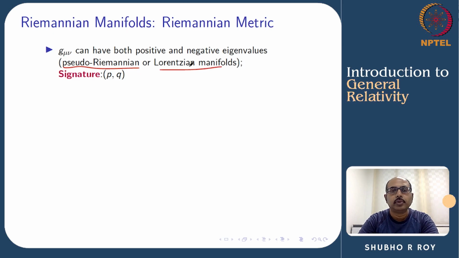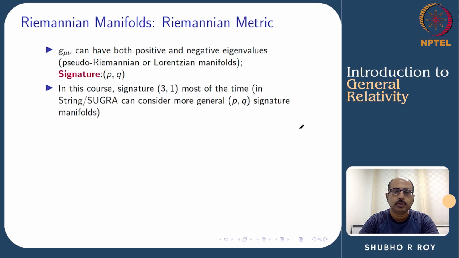In general, we introduce the notion of a signature which captures the number of positive and negative eigenvalues. If the signature is p comma q, that means the metric has p positive eigenvalues and q negative eigenvalues. In our course, mostly we will use signature 3 comma 1, so there will be 3 positive eigenvalues and 1 negative eigenvalue most of the time. But in string theory and supergravity, one can consider more general p comma q signatures. So we should keep our mind a little bit open.